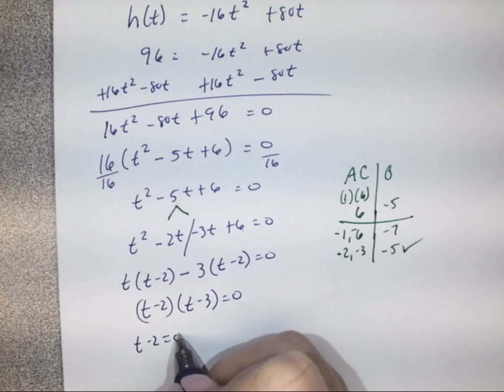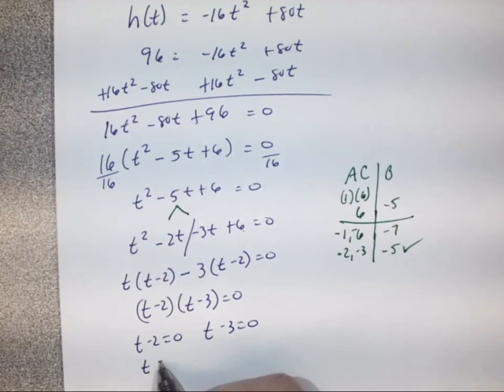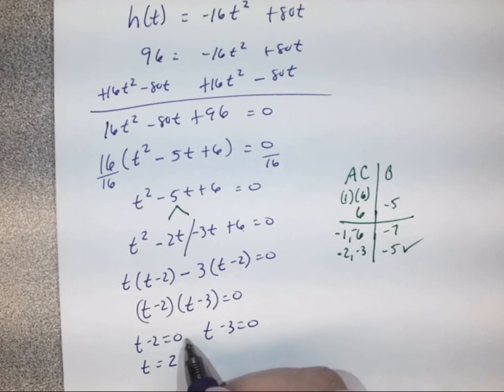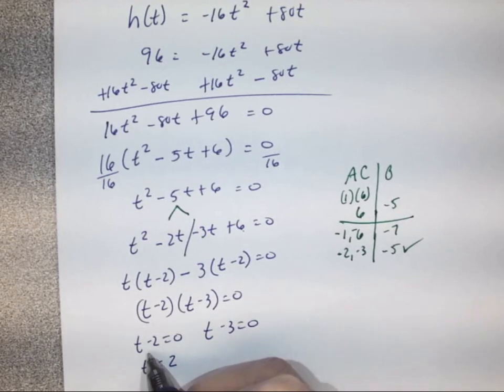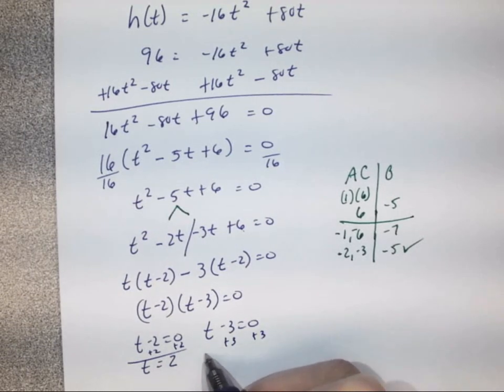So t minus 2 equals 0. t minus 3 equals 0. Our t will equal 2 when we add that over. And over here, let's add our 3 and get t is equal to 3.